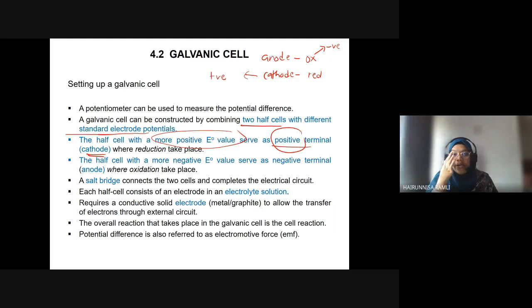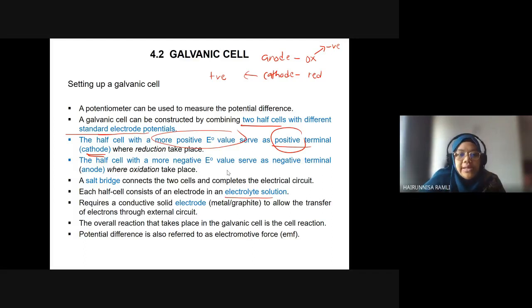Okay, and then a salt bridge connects the two cells and completes the electrical circuit. So basically, kalau you buat galvanic cell, beza dengan electrolytic cell, galvanic cell you ada dua beaker yang berbeza. Okay, so yang menyambungkan dia adalah salt bridge. Kalau electrolytic cell, normally dia dalam satu beaker yang sama saja. Okay, so each half cell consists of an electrode in an electrolyte solution. So ada electrode dia, yang akan immerse dekat dalam solution. So solution tu kita panggil electrolyte.